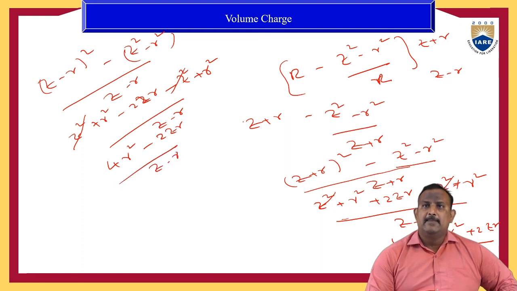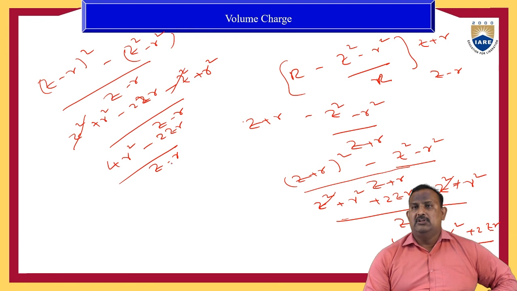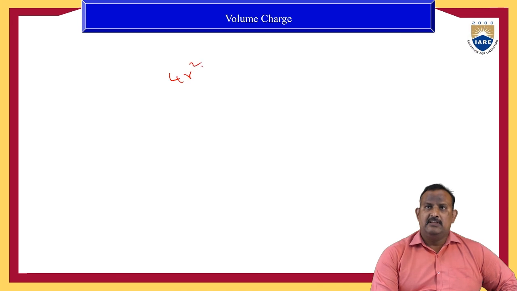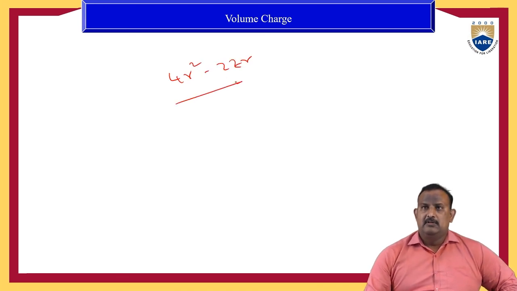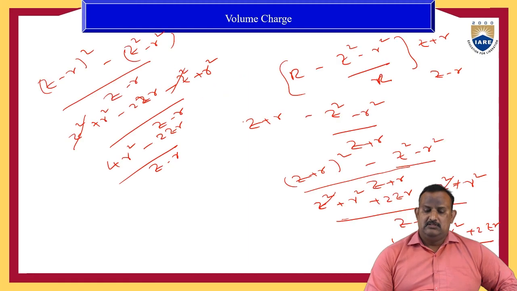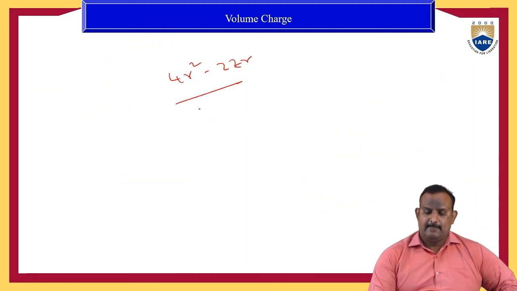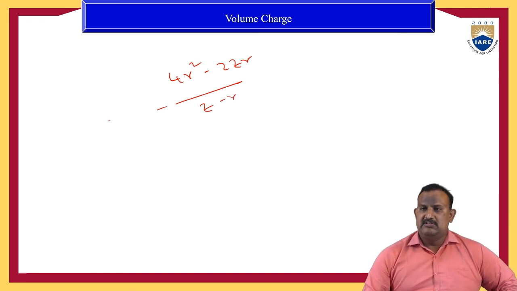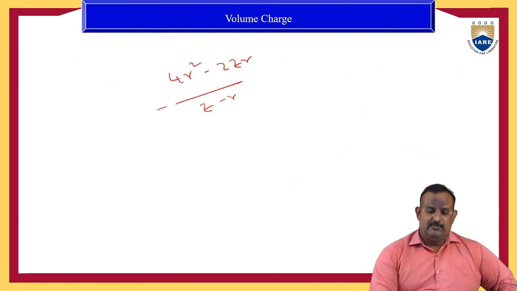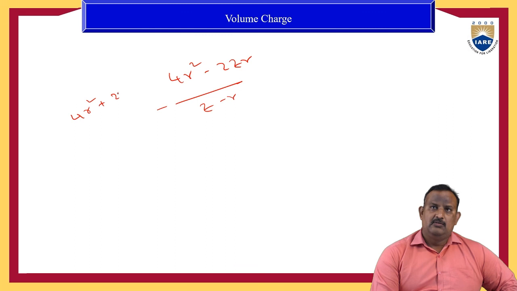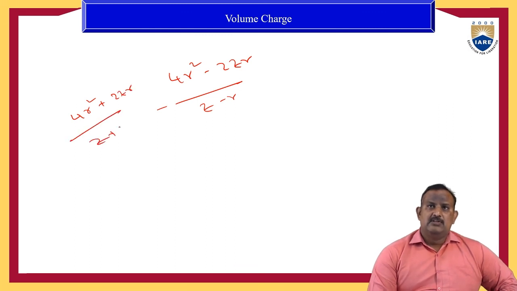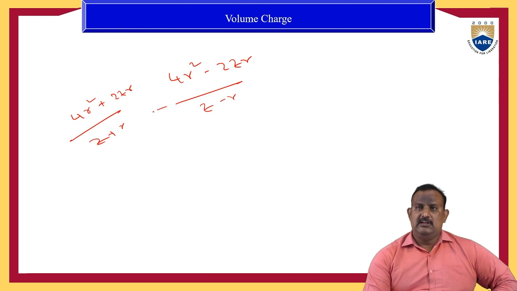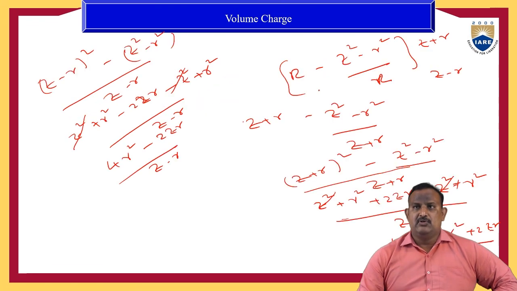So here we need to add these two terms to get the total value. So it is 4r square minus 2zr by z minus r, plus the previous value 4r square plus 2zr by z plus r. Again, if you take LCM and simplify the value, we'll get the value of 4r. Then we need to substitute this 4r directly.